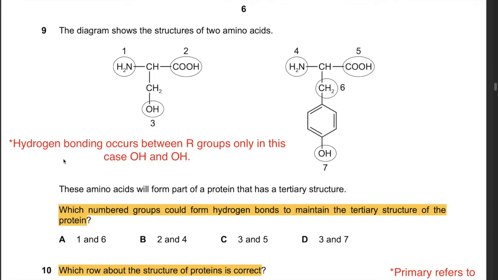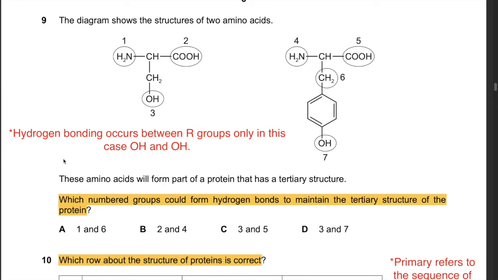Question 9. The diagram shows the structures of 2 amino acids. These amino acids will form part of a protein that has a tertiary structure. Which numbered groups could form hydrogen bonds to maintain the tertiary structure of the protein? So they are referring to hydrogen bonding. Hydrogen bonding only occurs between R groups. Therefore, it is between OH and OH, which is 3 and 7. The answer is D.